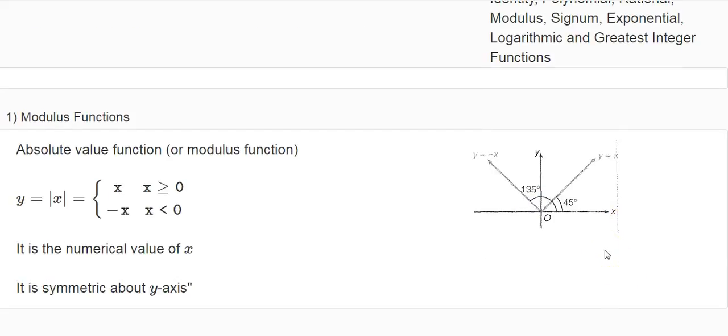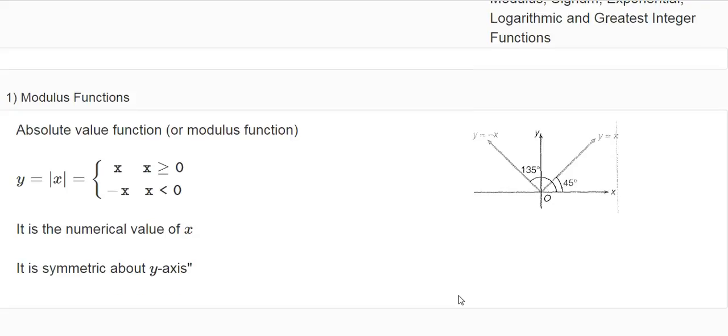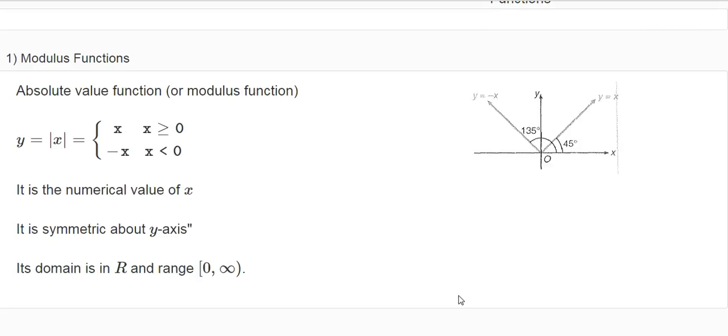As is obvious from the graph of modulus of x, the domain of this function is the whole range of real numbers, and the range of this function is all the non-negative numbers. As this graph is above the x-axis, no value is below the x-axis, so y is not negative. So the range of this function is only the positive values of y. The domain and range can be represented in the following manner.